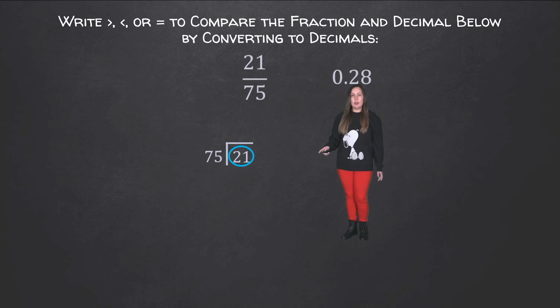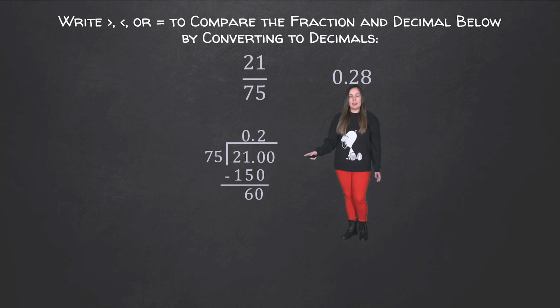75 does not go into 21. So we're going to put a 0. After the 21, we're going to add a decimal point and another 0. Make sure you bring up the decimal point. And then we ask ourselves, how many times does 75 go into 210? Well, 2 times, because 75 times 2 is equal to 150, which we're going to write below, and then subtract. 210 minus 150 is 60.